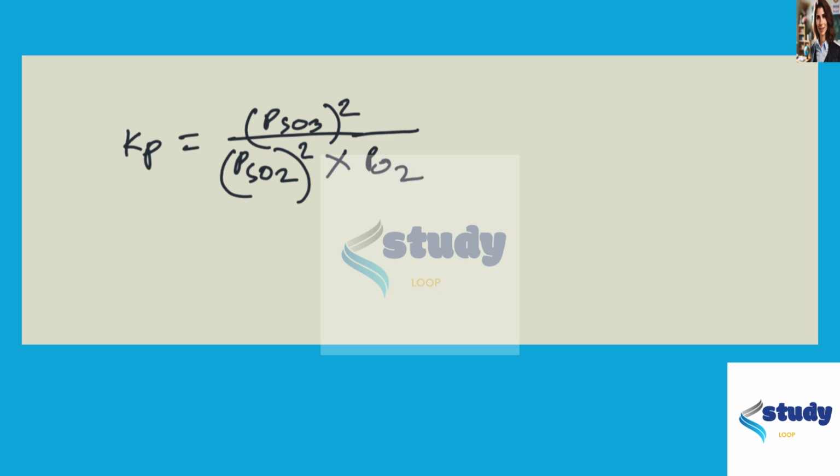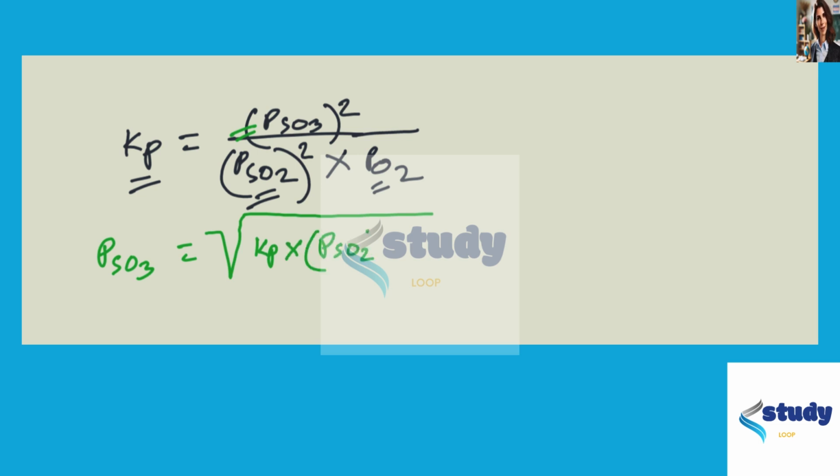So here we know the value of Kp, we know the partial pressure of sulfur dioxide, and we know the partial pressure of oxygen. From here we can easily find the partial pressure of sulfur trioxide. If we rewrite this equation to find the partial pressure of sulfur trioxide, we can write it as the square root of the Kp value times the partial pressure of sulfur dioxide squared times the partial pressure of oxygen.